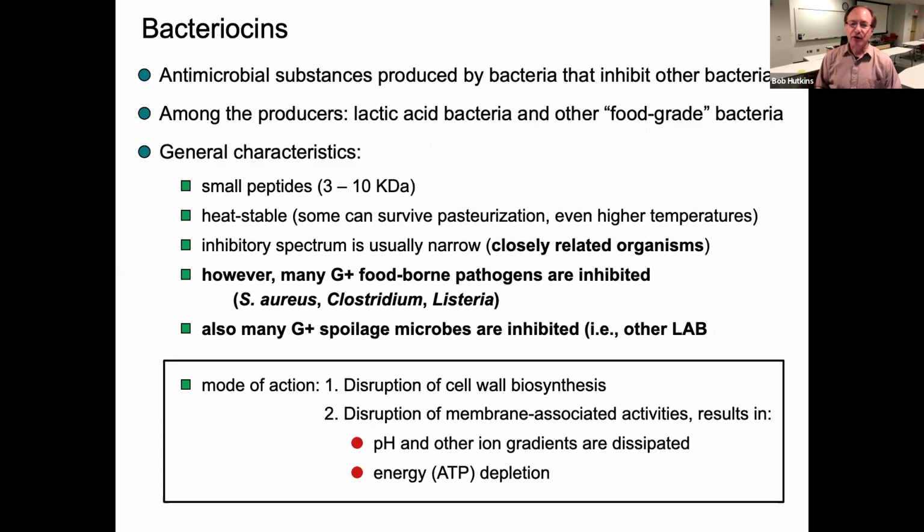Their primary mode of action, so some of them can disrupt cell wall biosynthesis, but the most common mode of action is to disrupt membranes. Okay, it makes the cell leaky, so it leaks. So they become acidified on the inside, ion gradients are dissipated, and they leak energy, okay? And so they run out of ATP. But the point is, whether it's cell wall or membranes, it's at the surface.